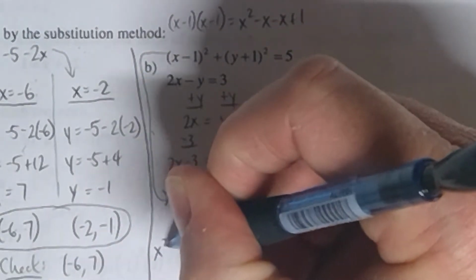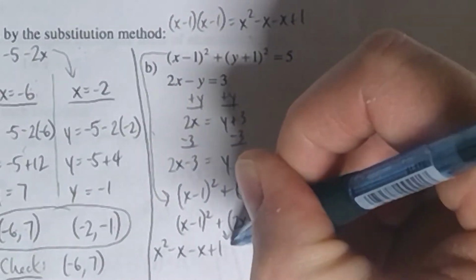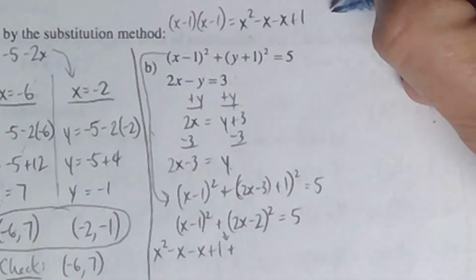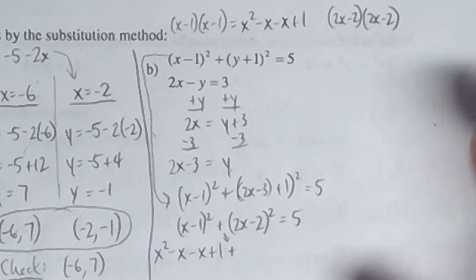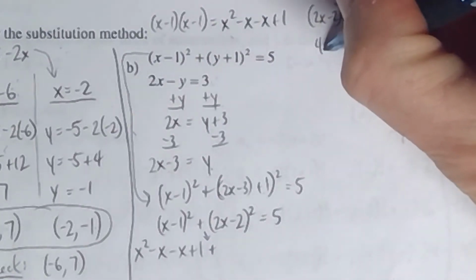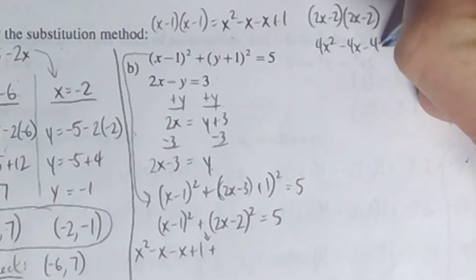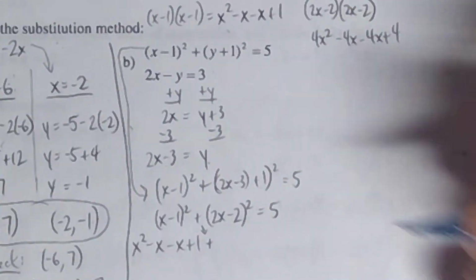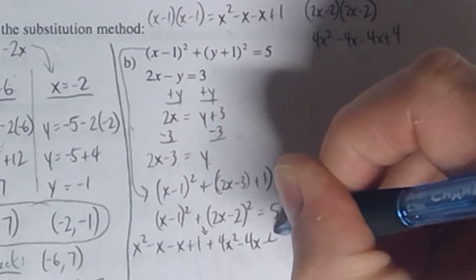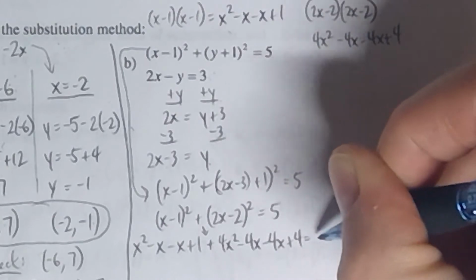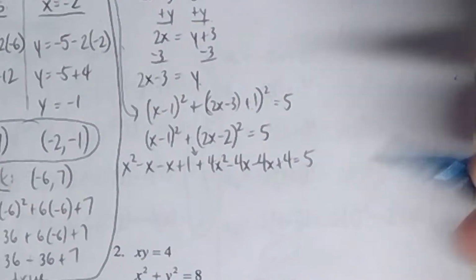So we get x squared minus x plus 1. Bring down that plus right there. And then do the same thing with 2x minus 2. Multiply that out. Okay, and we get what there? We get 4x squared minus 4x plus 4. Okay. All right, and so we got that right there.